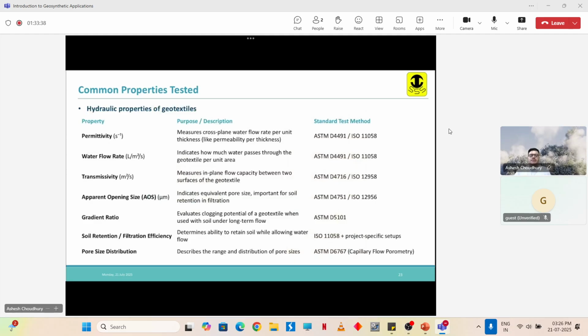Then you have the soil retention or filtration efficiency, which determines the ability to retain soil while allowing water flow. This is done as per ISO 11058 or a similar procedure. Pore size distribution describes the range and distribution of pore sizes.